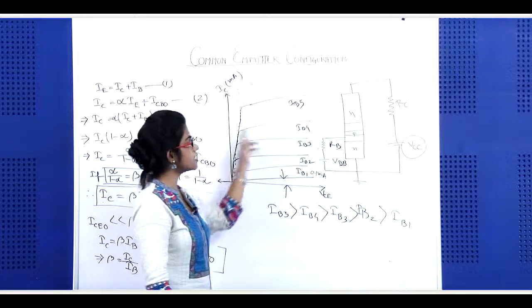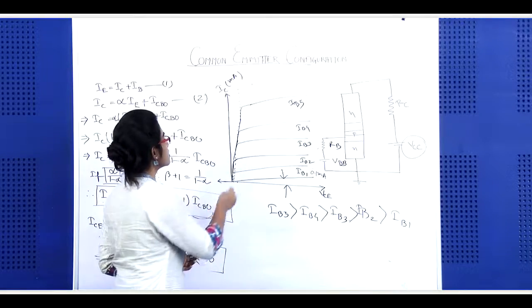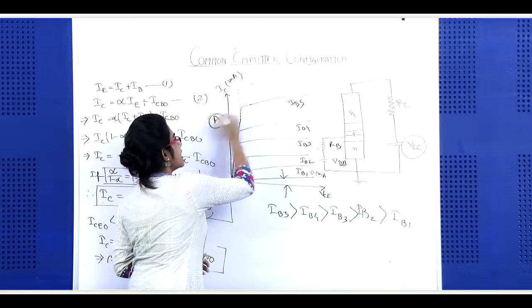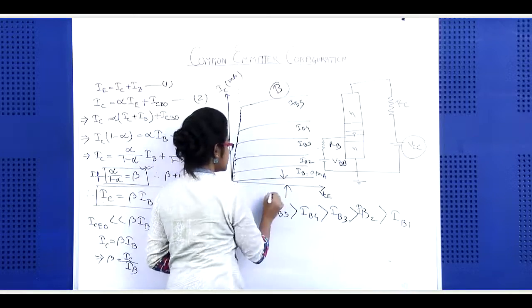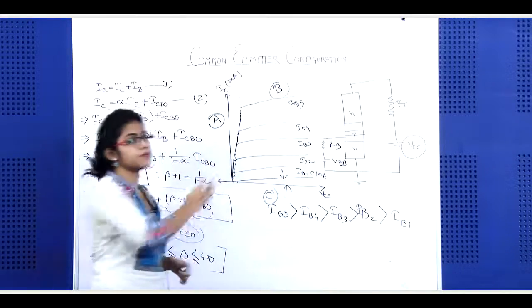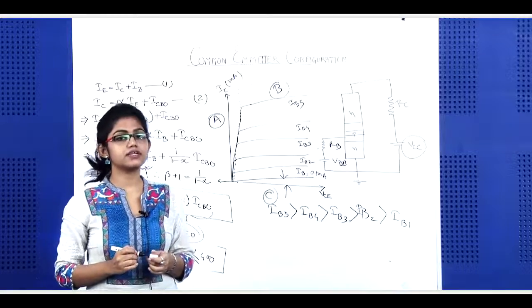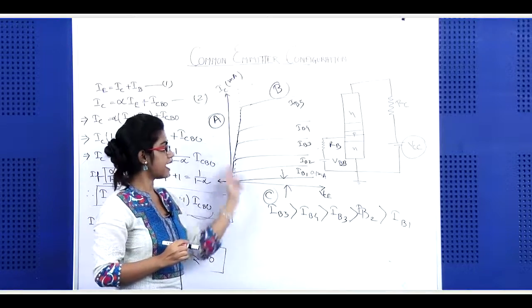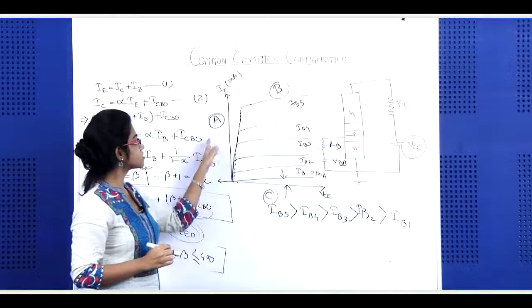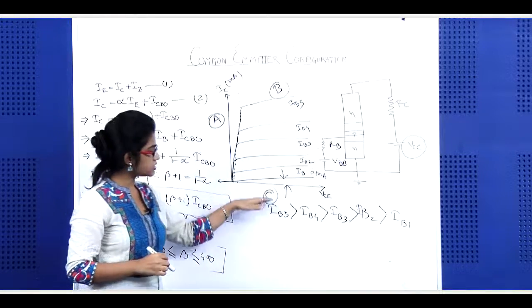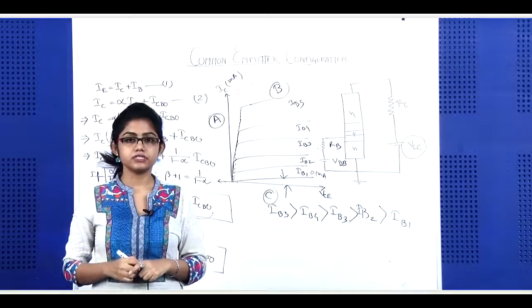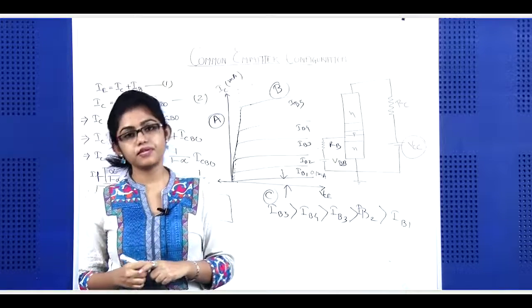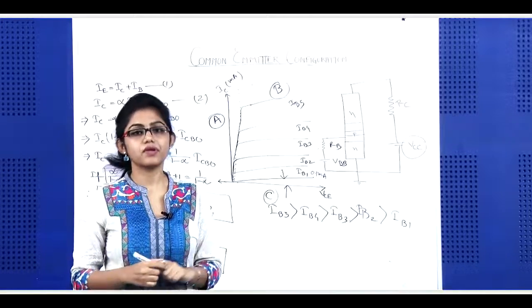And there are also 3 regions. This one is region A, region B and region C. See, this region B is called the active region, where the amplification is done, and there are another 2 regions, that is region A and region C, where region A is called the saturation region and region C is called the cutoff region. So, this is all about common emitter configuration of NPN transistor. Thank you.